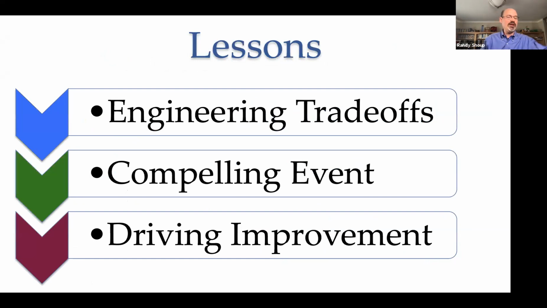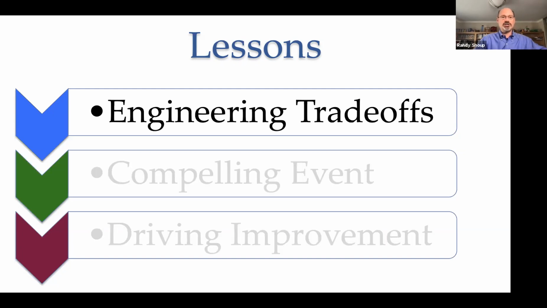Okay, so given those common elements, what lessons can we draw from these three incidents? I'm going to talk about three sets of lessons. First, engineering trade-offs and the implications of those unintentional decisions that we make early on. Then the compelling event, how we can best manage the incident, very briefly. And then driving improvement, how we can use the incident to catalyze change, and what are some better and maybe not so useful ways of talking with other executives and getting the right level of prioritization and investment on these improvements.